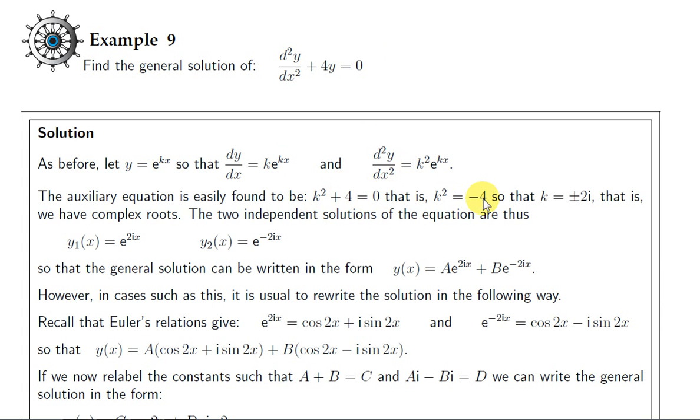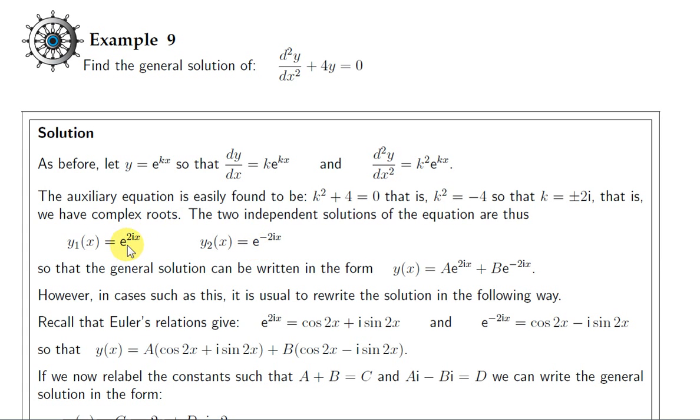Now we're getting the square root of a negative number, so k is a complex number. The square root of 4 is 2, but the square root of minus 1 is written i, and we have two possibilities. We have the positive or negative square root. So we have two complex roots. So we plug plus 2i in for k, and then we plug minus 2i in for k to get our two solutions. Again, these are independent.